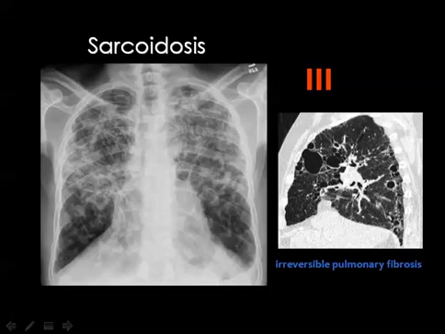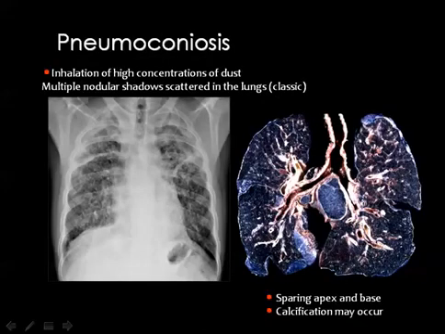Then at the end stage of sarcoid, you have opacities similar to irreversible pulmonary fibrosis, traction bronchiectasis, honeycombing, and areas of air trapping and emphysematous bullae. This is an end stage, what is known as end stage lung.